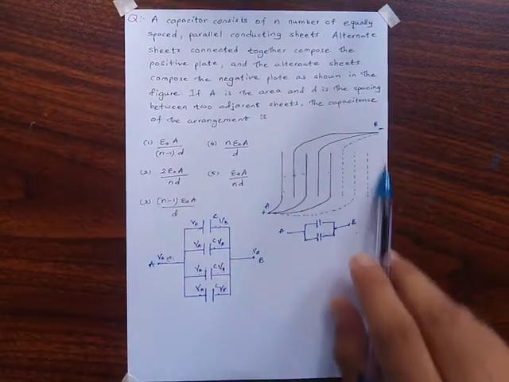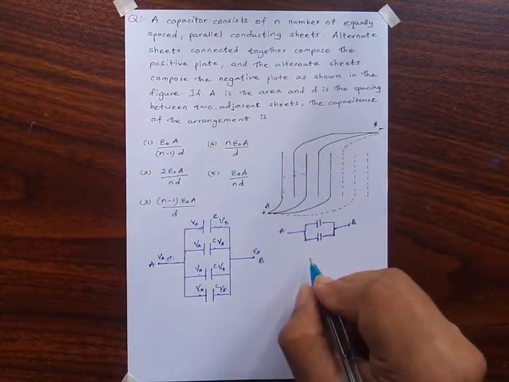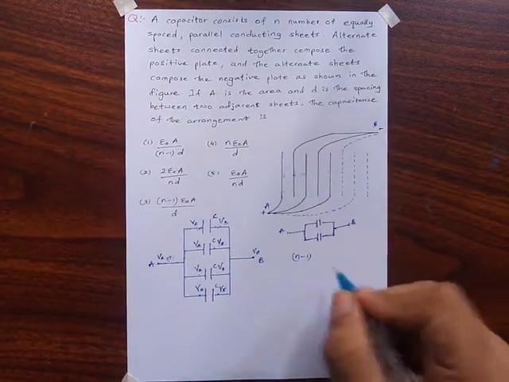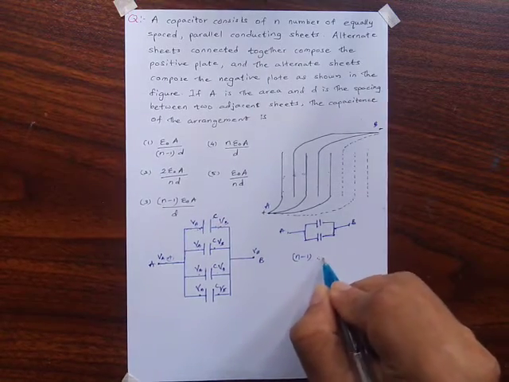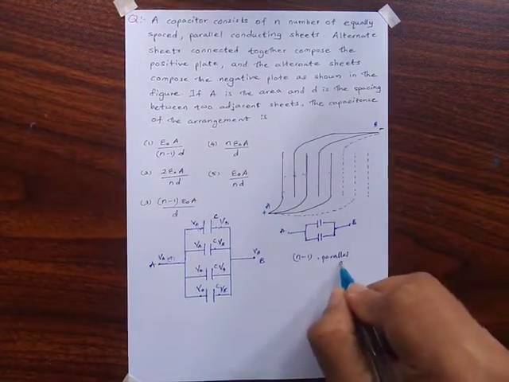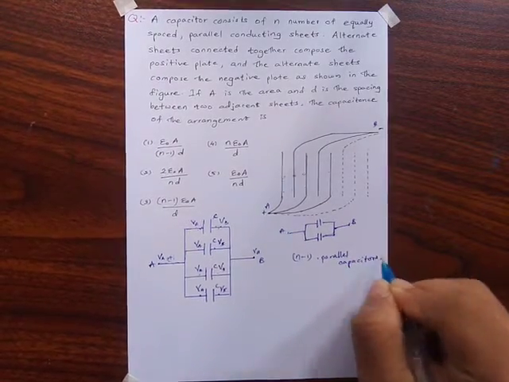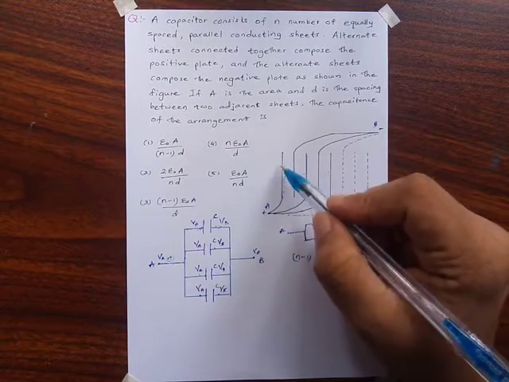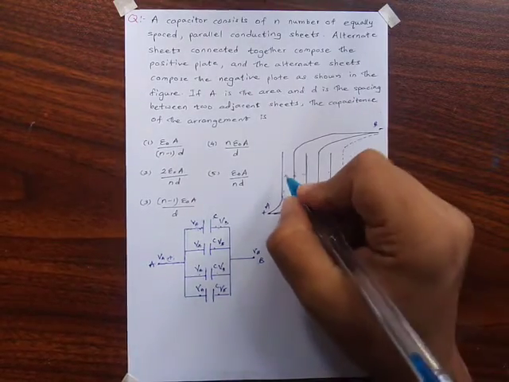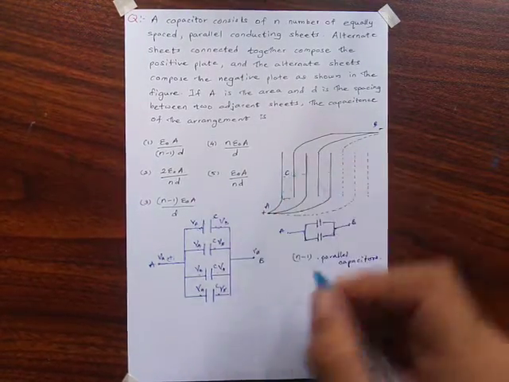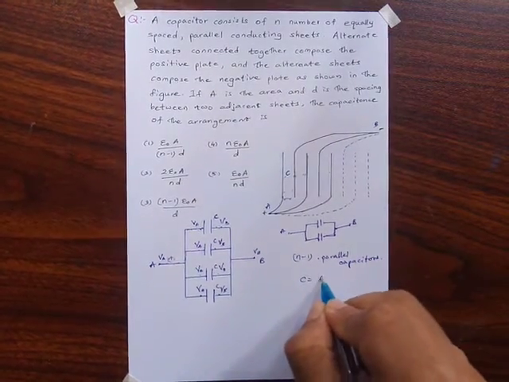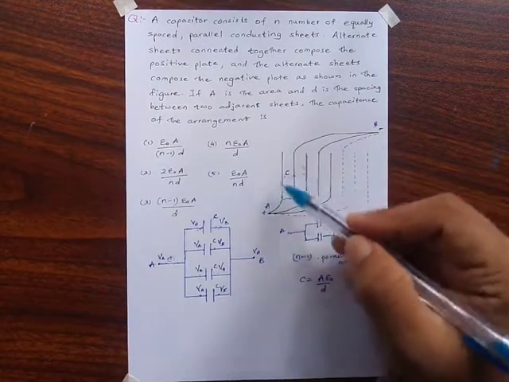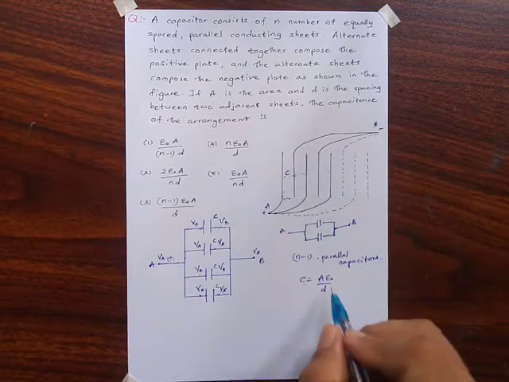Since in this arrangement we have n number of plates, we have n minus 1 parallel capacitors, right? And each capacitor has area capital A and spacing D. So if I say the capacitance of one is C, I can write C equals A epsilon naught over D, right? We consider this is in air or vacuum, therefore epsilon naught.